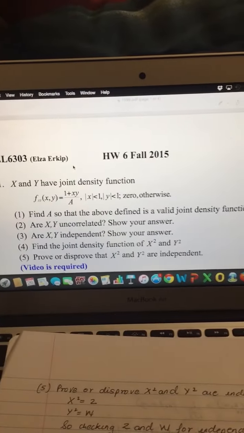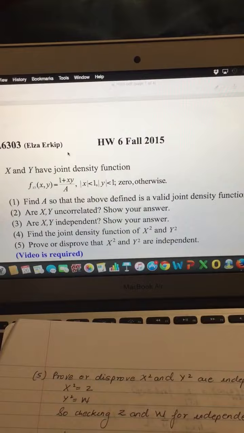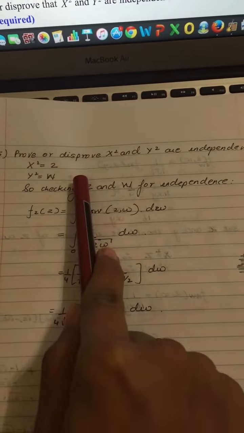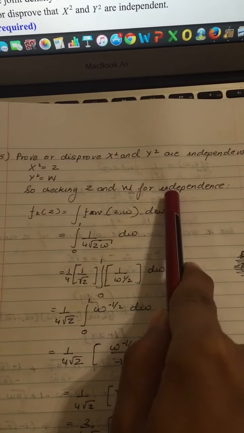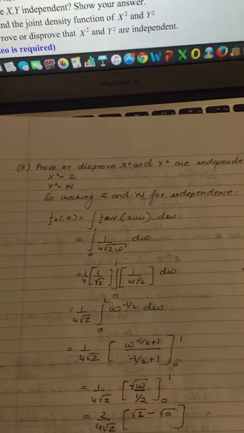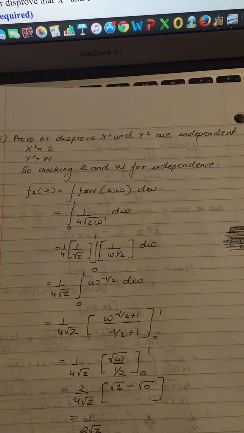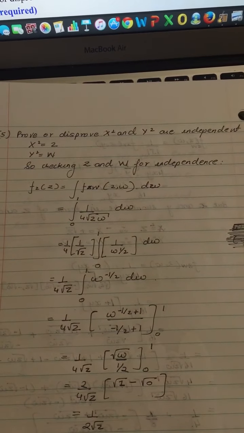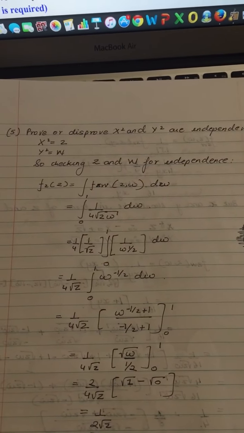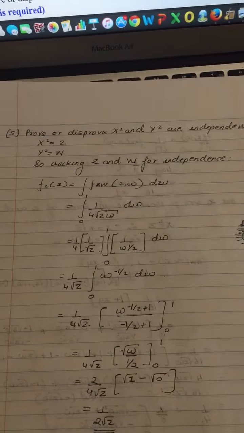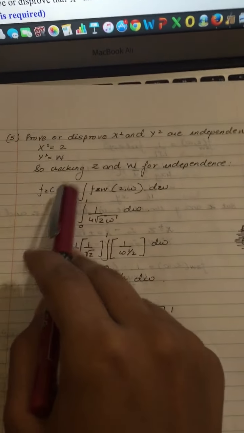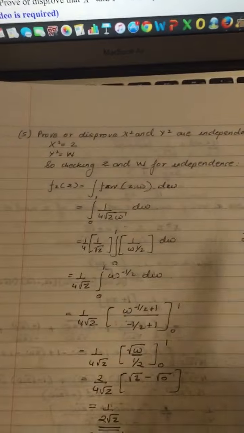Now the last part, prove or disprove x square and y square are independent. So we know x square is equal to z, y square is equal to omega. So we're checking for independence of z and omega basically. Now a property we discussed earlier was that E of z omega is equal to E of z into E of omega if they're independent. Also f of z omega is equal to f of z into f of omega if they're independent.